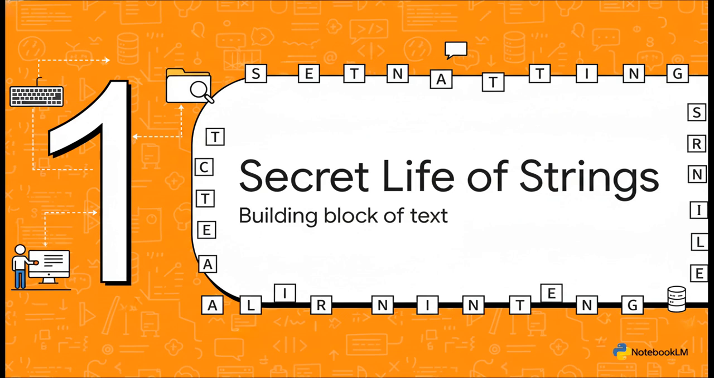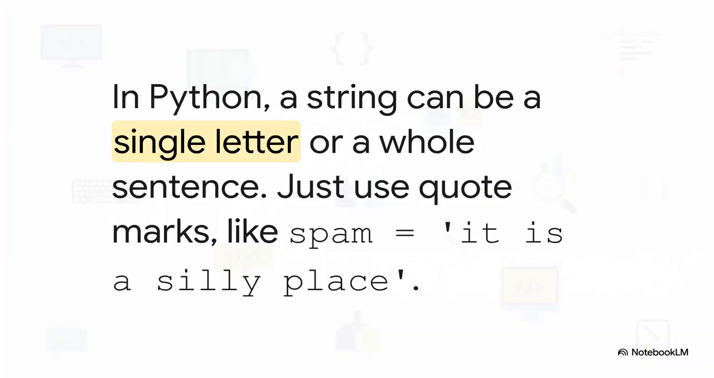First up, the secret life of strings. Now here's the thing you've got to remember. Almost any data you get from a user or read from a file starts its life as a string. So knowing how to handle them isn't just a nice to have, it's absolutely crucial. And look how easy it is to make one in Python. You just grab a variable name, here we're using spam, use an equal sign, and then put your text in quote marks. Boom, done. You've now stored that whole sentence and you're ready to work with it.